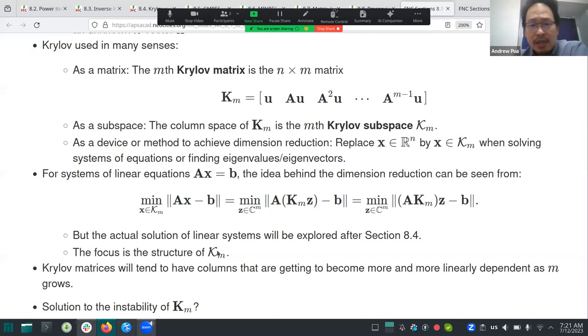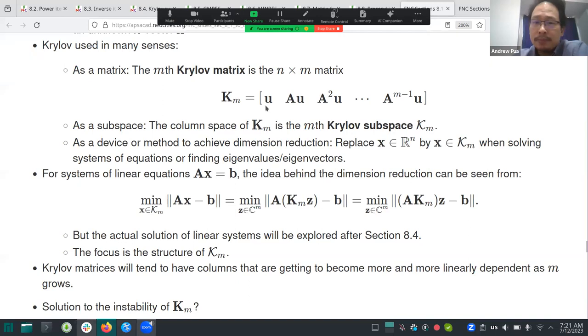There's a big problem, and you could see it right away from the way a Krylov matrix is formed. A Krylov matrix is formed using u, Au, A squared u, until A^(m-1) u, which means that as you include more and more columns, they're getting more and more dependent on each other as m grows. So definitely ill conditioning is expected.